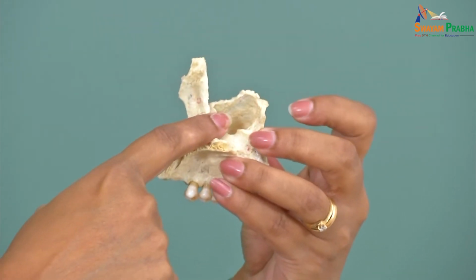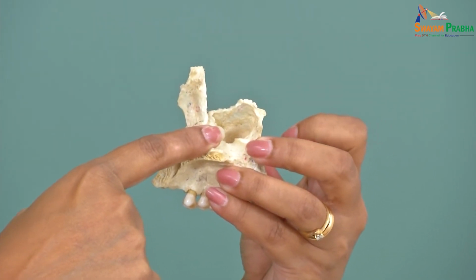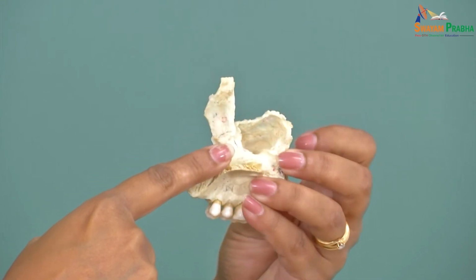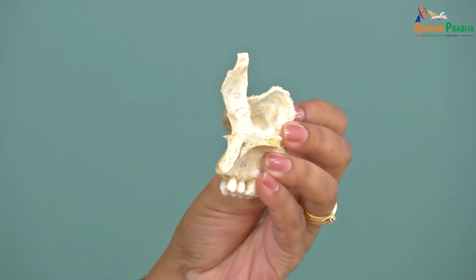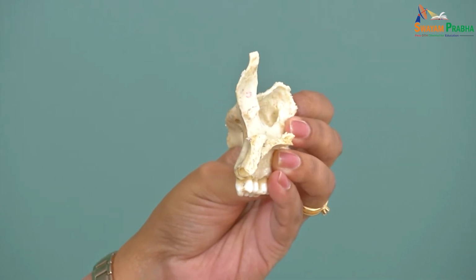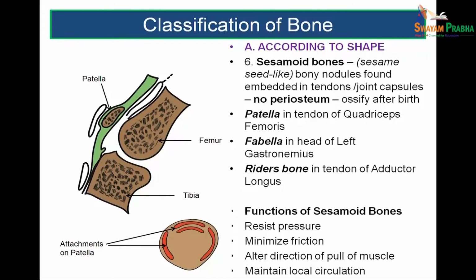If you look at the maxilla, can you see this small little air cavity within it? The function of these air cavities in these bones is to lighten the weight of the skull and add resonance and timbre to the voice.